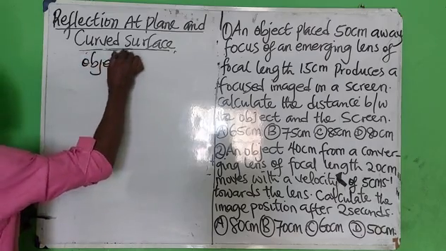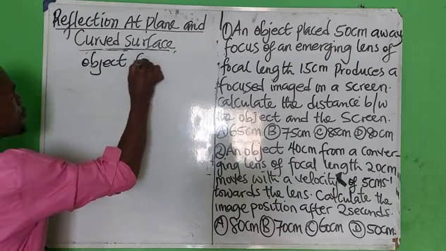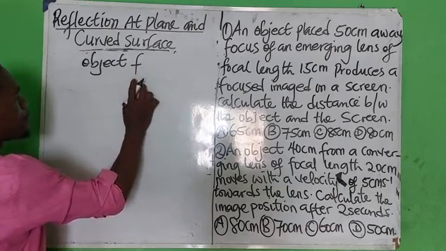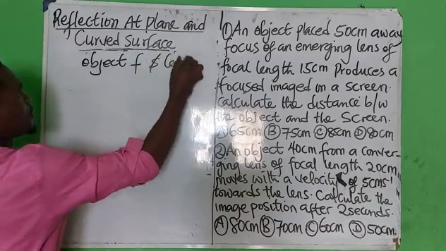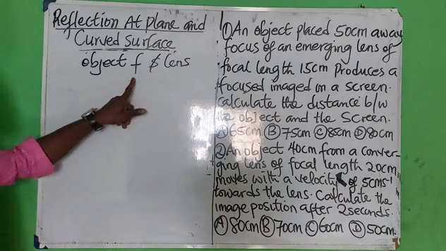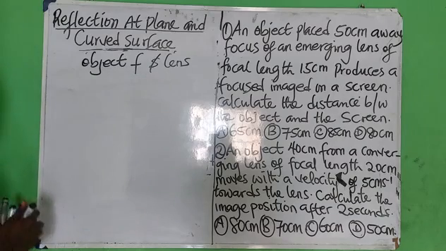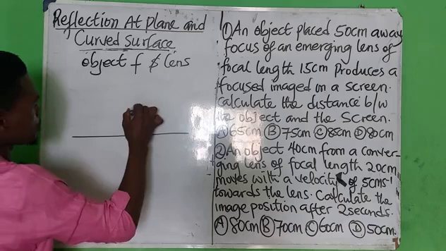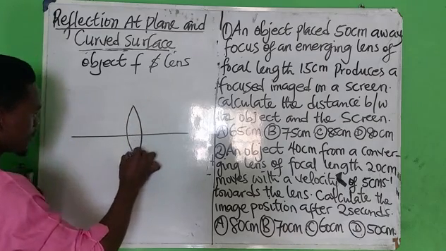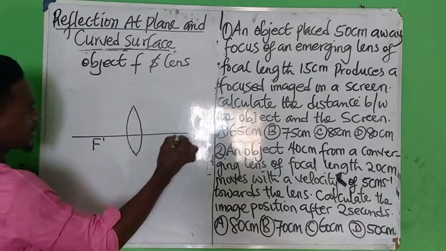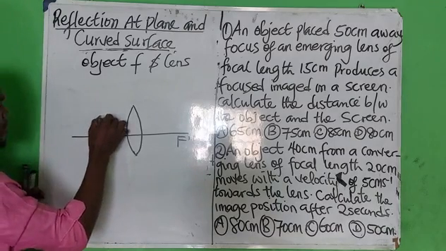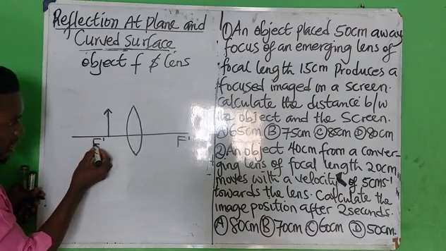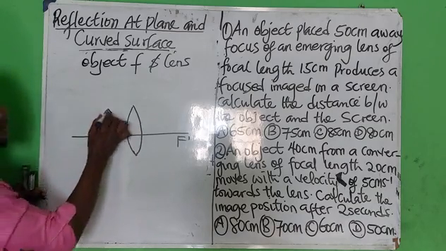When an object is found between the focal length and the lens, this is what will happen. Let me assume this region to be where the lens is. There's a lens, and this F, that is F1, and I have another F1. If the object is found between the focal length and the lens, this is a lens, right? And this is a focal length. Of course, this is what is going to happen.